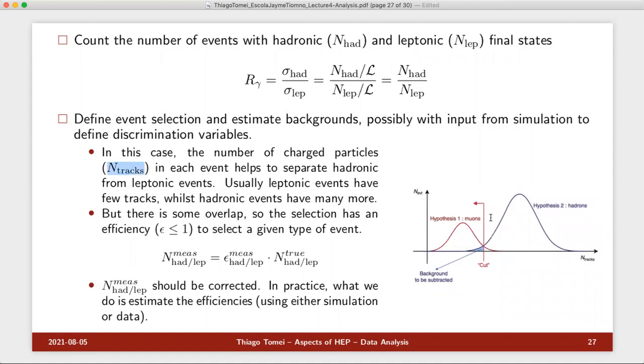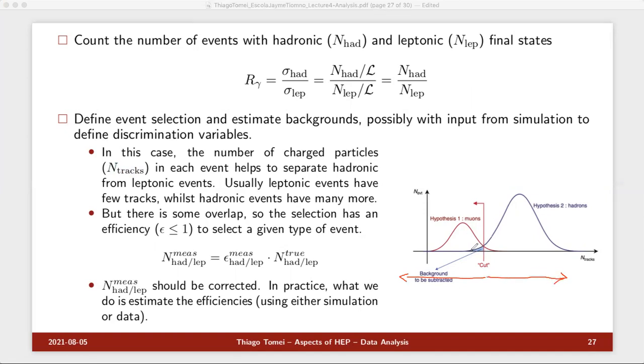So because there is some overlap, each selection has an efficiency to select a given type of event. And this is the cut that I told you before. You make two hypotheses. Hypothesis one, hadrons. Hypothesis two, muons. And this is the number of tracks. And then you say events which have fewer tracks than this are leptonic events, let's say muons. Events with more tracks are hadrons.